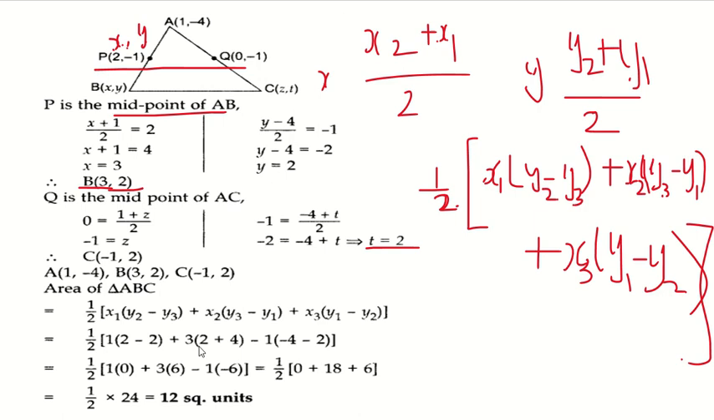1 into (2 minus 2) plus 3 into (2 minus 4) plus (minus 1) into (4 minus 2), right? If I simplify this, what is my area? Area will be 12 square units. It's a very, very important formula for area. It's very easy. No need to learn it by heart. You can write x(y minus y) 3 times. Then start numbering with 1, 2, 3. Already I have done 1, so I'm doing 2, 3, 1. Then 3, 1, 2. Right, half into this is the area of a triangle formula.